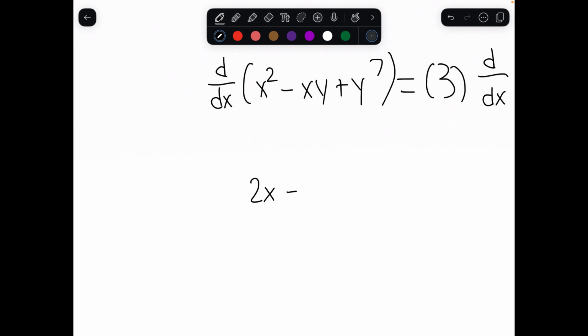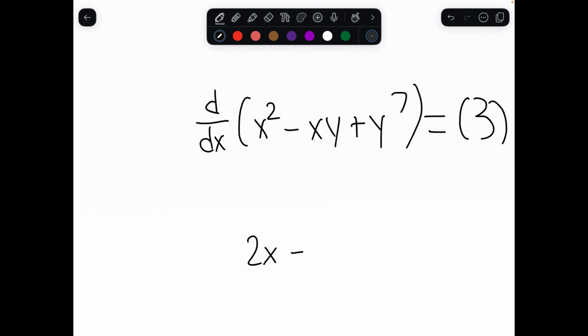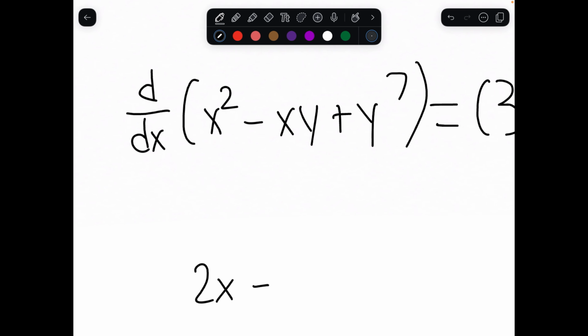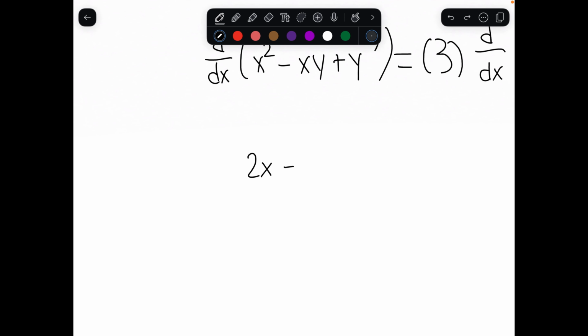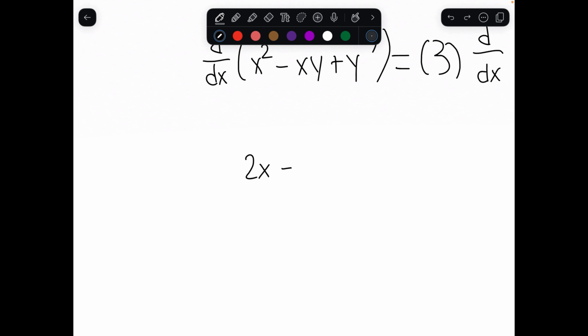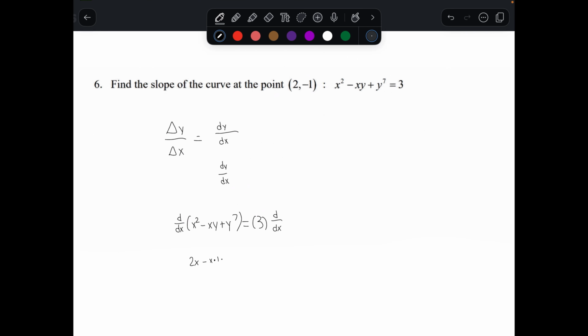Minus, for this part, remember, if you want to take the derivative of xy, you have to recognize that this is the product rule. Treat negative x as your first function and y as your second function. By the product rule, the derivative is the first function times the derivative of the second function. The derivative of y would be 1 times your dy/dx.